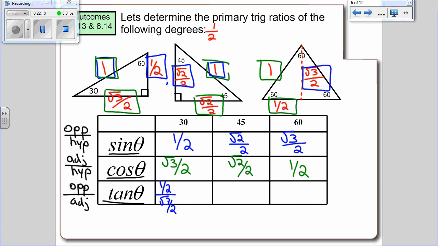If I kiss and flip that thing, it becomes 1 over 2 times 2 over root 3. Those will cancel. Equals 1 over root 3. You're going to have to rationalize that, right? It's not allowed to stay like that. So that thing's going to change to be root 3 over 3.